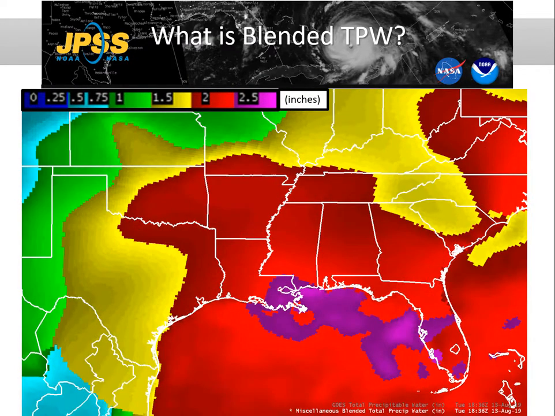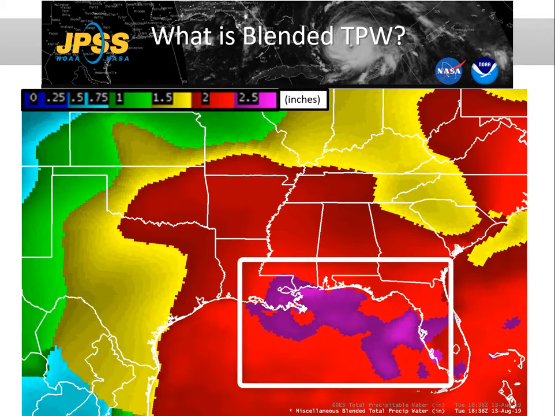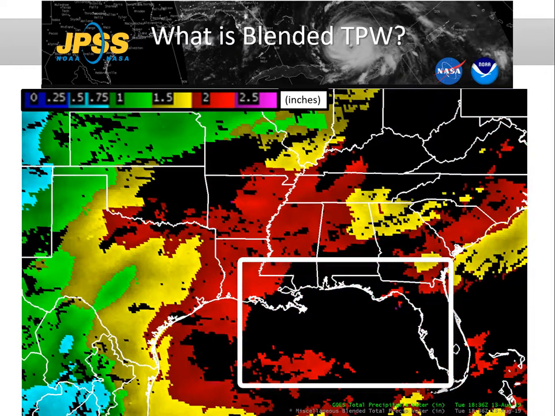The advantage of blended TPW is that retrievals are possible in cloudy regions. However, blended TPW is not available as frequently as GO's TPW, where the latter exhibits a finer spatial resolution of 10 kilometers. In this example, within the cloudy region, precipitable water values of 2.5 inches are noted in the blended TPW, but are not shown in the GO's TPW.